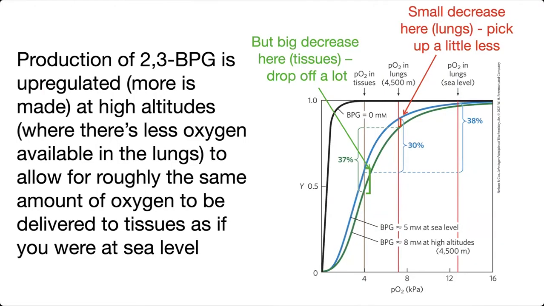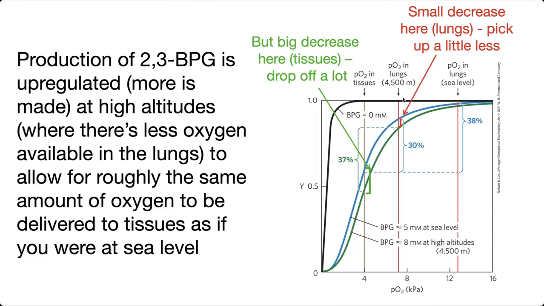Another key thing about 2,3-BPG is that its production is upregulated, so there's more of it made at high altitudes. This is important because there is less oxygen available at high altitudes. It might seem counterintuitive that you decrease your affinity for oxygen in places where there isn't very much oxygen. But that's because you have to think about the shape of the hemoglobin curve. Typically with hemoglobin curves, you're comparing two places: the oxygen in my lungs versus that in my tissues, which tells me how much I'm actually releasing.